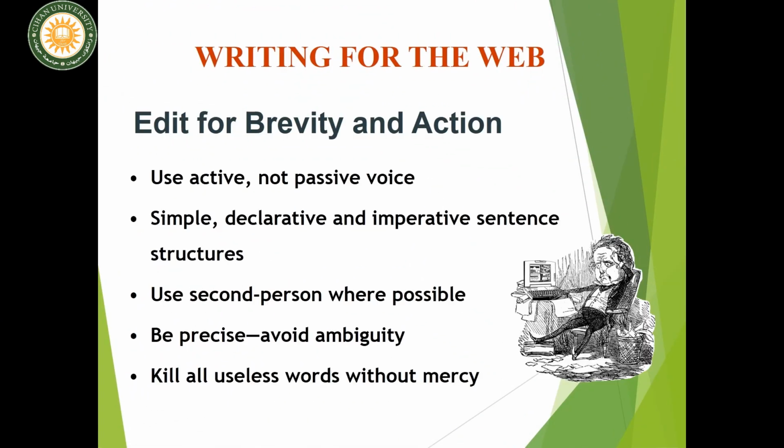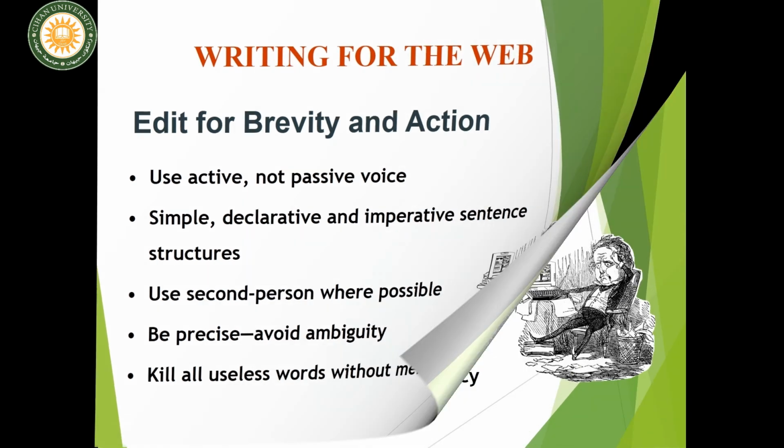Edit for brevity and action. As I said earlier, brevity means you have to use concise and apt words. Your words must not lead to ambiguity, so use appropriate words. Use active voice, not passive voice. Your sentence framing must use simple, declarative, and imperative sentence structures. Use second person where possible, because while writing an article, a reporter must not write from his own point of view, so you have to use some second person. And be precise and avoid ambiguity. Here, ambiguity means avoid confusion, and kill all useless words without mercy.